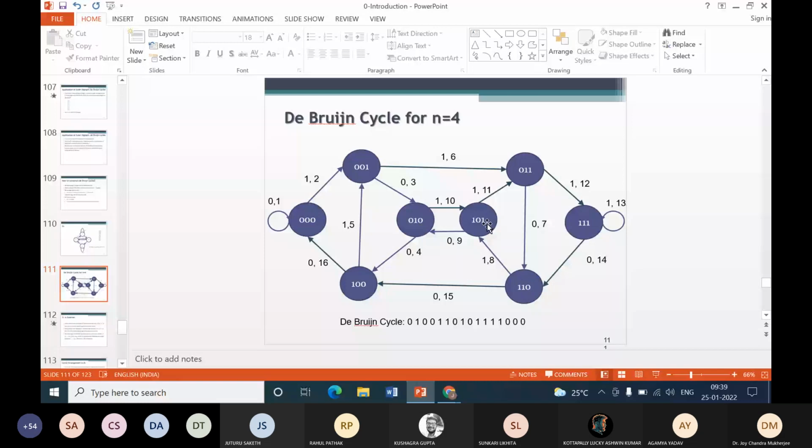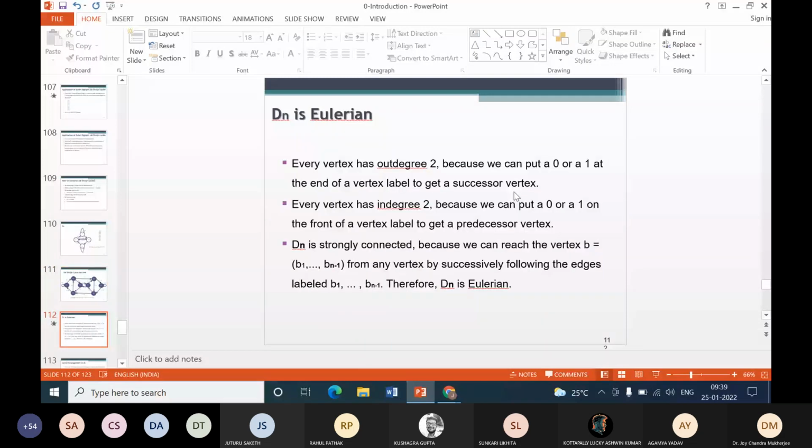So this is 0, this is 1, this is 1. From 1 1 1 as well, this is 0, this is 1 and this is 1. So every vertex is reachable from every other vertex through these bit combinations. So that is why it is strongly connected also. Every vertex has in degree 2, out degree 2, and it is strongly connected.